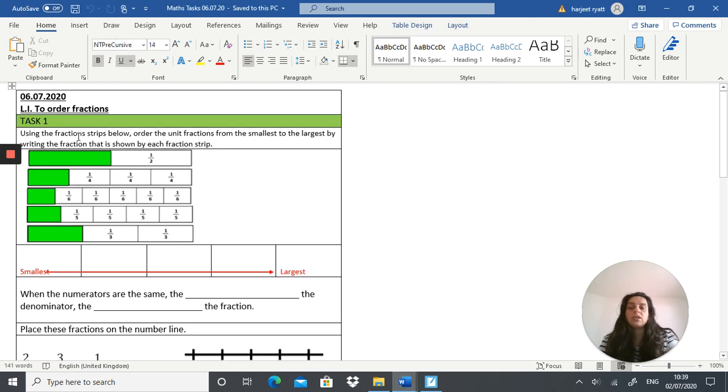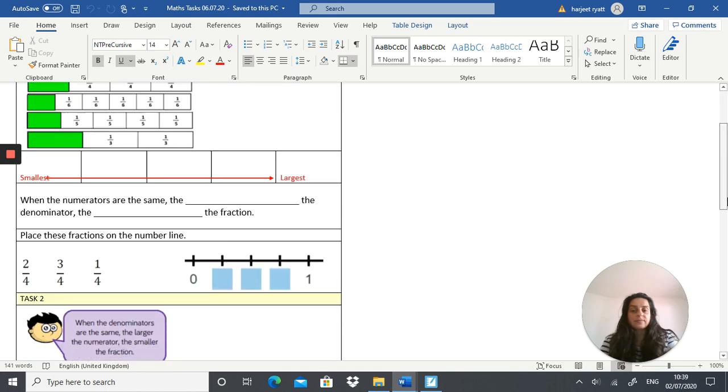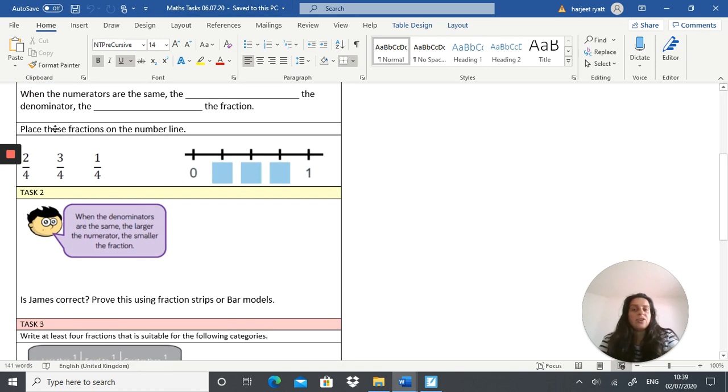So task 1 will ask you to look at the fraction strips and then order them from the smallest to the largest. You need to write down which fraction the strip is showing as well. And then you need to fill in the sentence with the missing words. And you can use your fraction rule for this, to place these fractions on this number line 0 to 1.